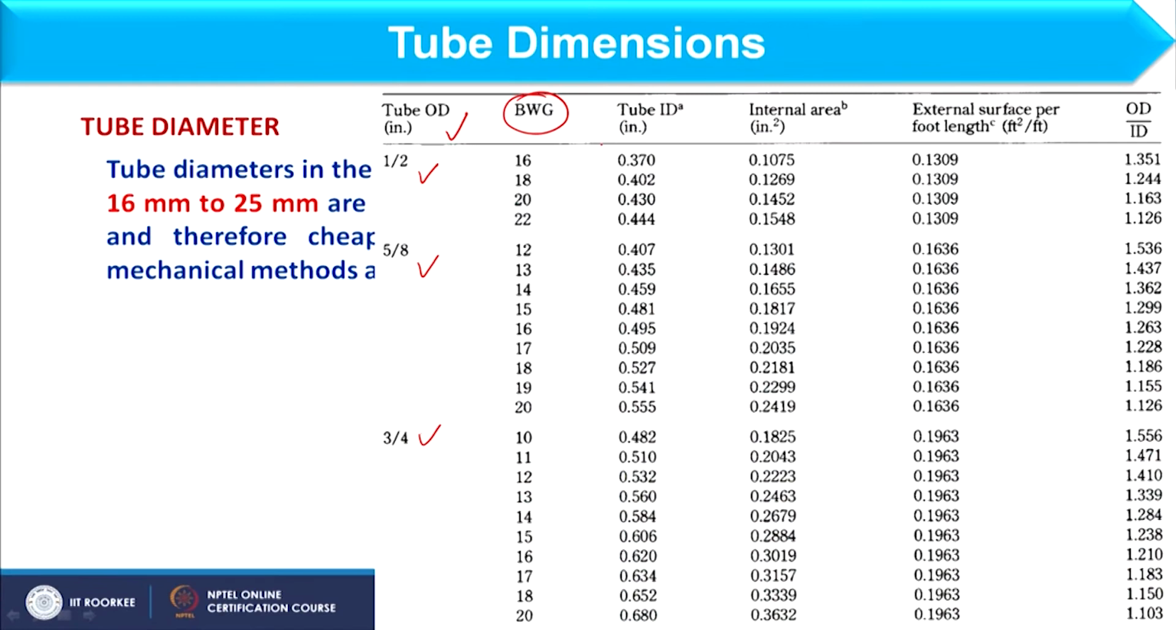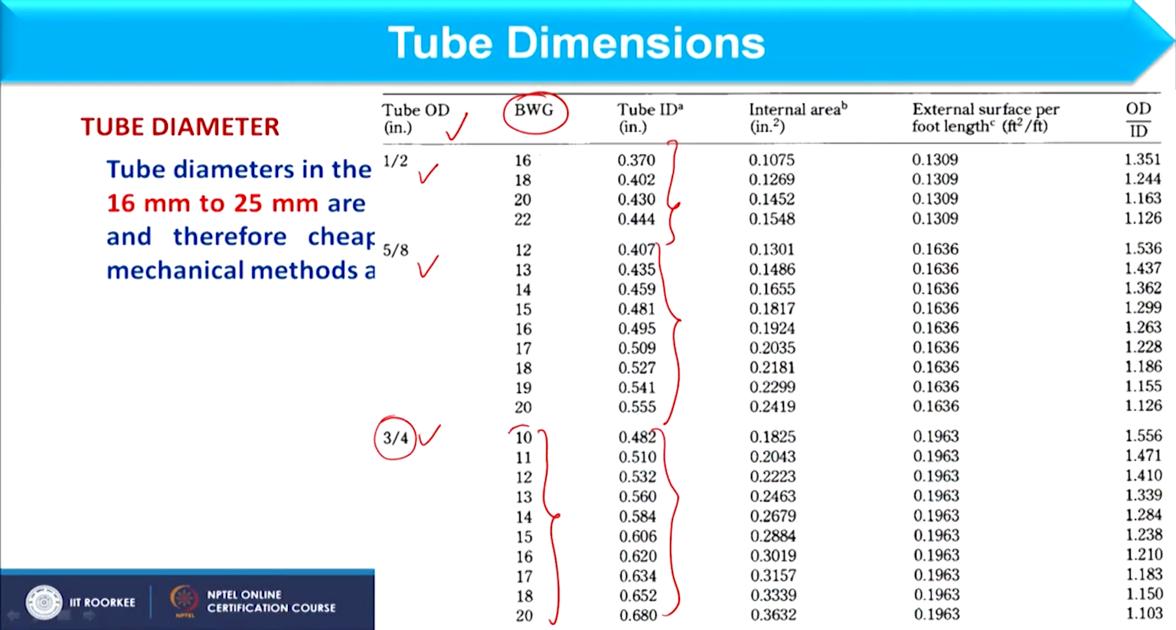Now, this tube OD is given and after that we have the BWG value. Depending on the BWG value we can have the tube ID. So, OD is fixed. However, depending upon the BWG value we can choose different tube IDs. So, what is the BWG value? BWG is basically Birmingham wire gauge.